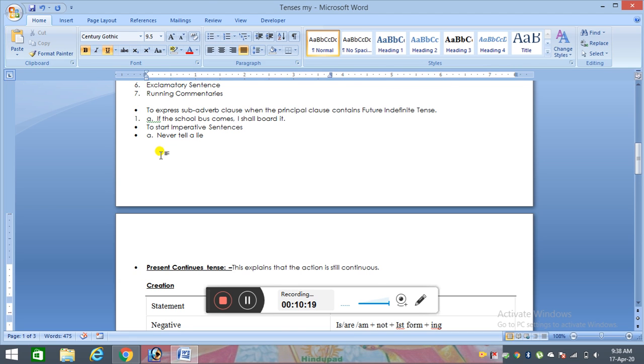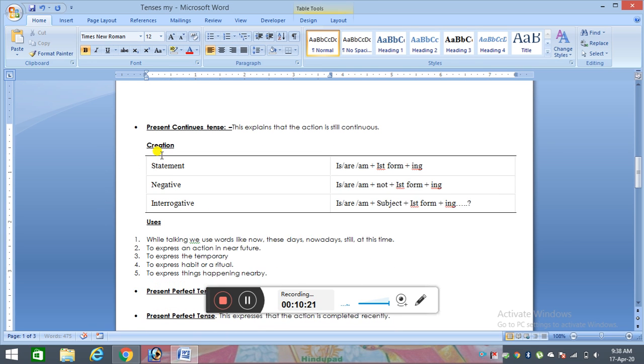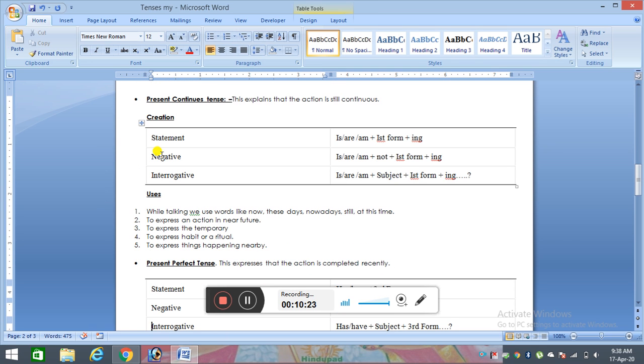Now we go with present continuous tense. What is this? I already told you earlier. Present continuous. What does it say? It speaks about an action which is ongoing now, which is happening right now. Alright. So now how do you form? Subject plus is or am or are plus V-ing. That is the ing form of the verb.